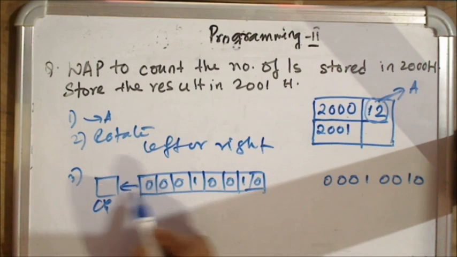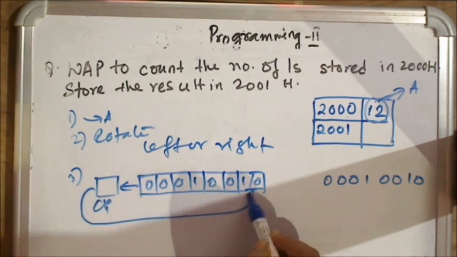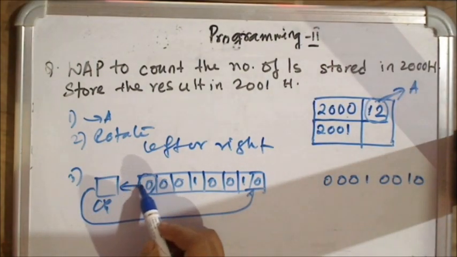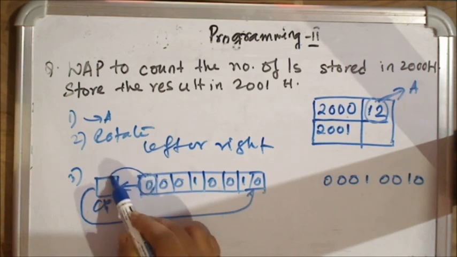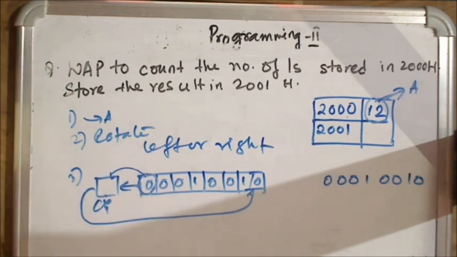So when you are rotating it left, what will happen? Every time you rotate it, the MSB will be copied to the carry flag, right? Now what you have to do? You have to check the carry flag. If the carry flag is 1, that means your MSB was 1, and else it was 0. If carry flag is 0, then MSB was 0. If carry flag is 1, then MSB was also 1.